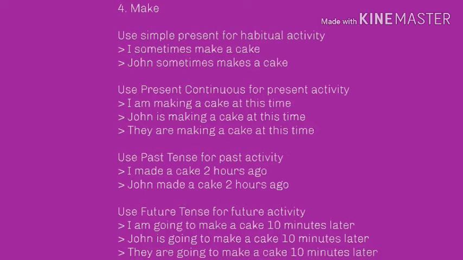Use past tense for past activity. For example, I made a cake 2 hours ago. John made a cake 2 hours ago. Use future tense for future activity. For example, I am going to make a cake 10 minutes later. John is going to make a cake 10 minutes later. They are going to make a cake 10 minutes later.